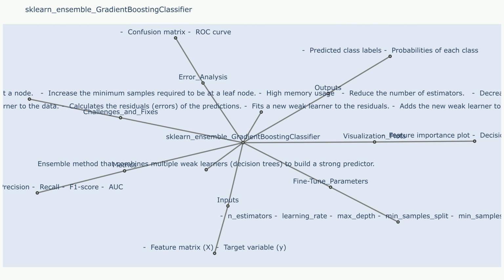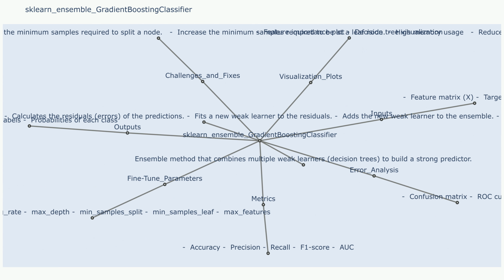Challenges and fixes. Challenge 1: overfitting. Sample use case that resulted in challenge 1: when the model is trained on a small dataset or with a large number of features, it may learn the training data too well and fail to generalize to unseen data.